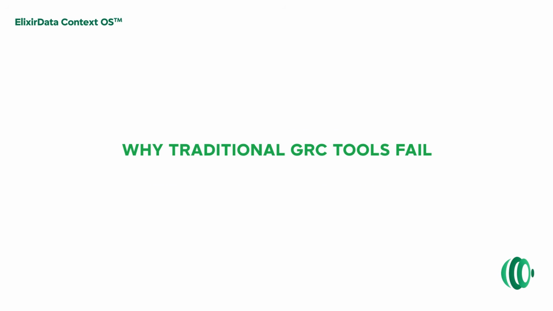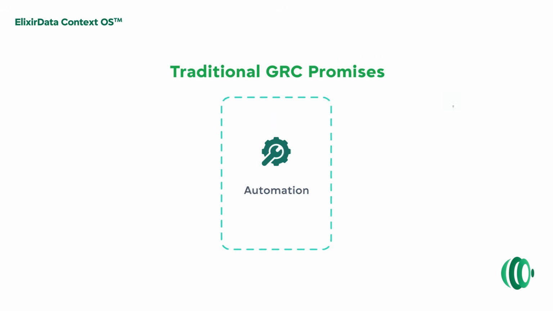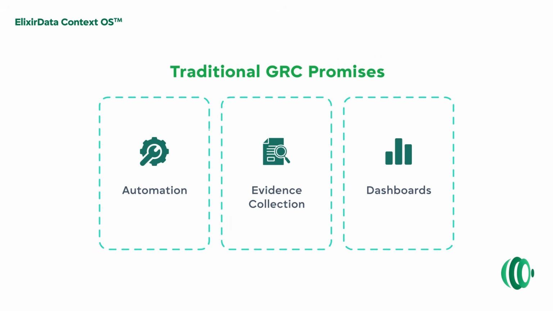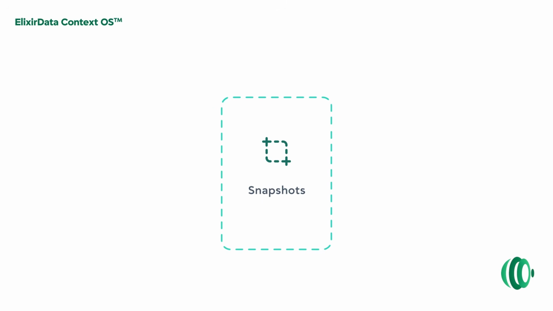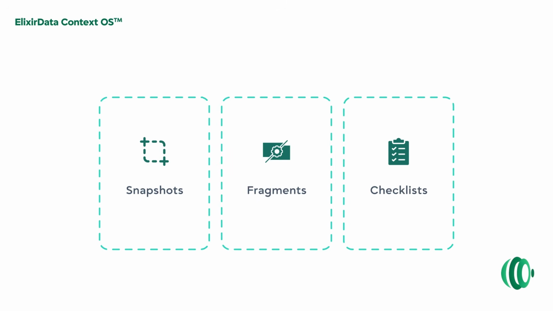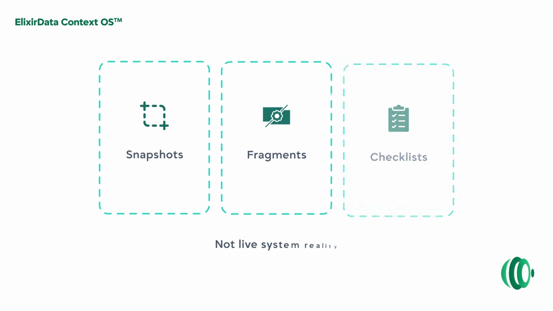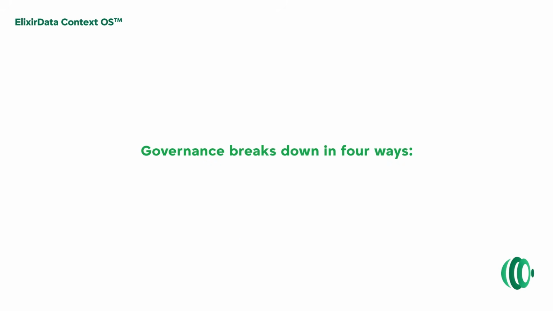Why traditional GRC tools fail? Traditional GRC tools promise automation, evidence collection, control mapping, dashboards. But they rely on snapshots, fragments, and checklists, not on live system reality. Governance breaks down in 4 ways.